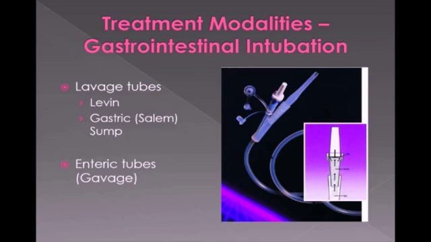And the most common ones that you will see are your Levin tube or your gastric sump or your Salem sump. We also have enteric tubes. Gavage, we're going to be giving something to the patient. So these are things that would be used for tube feeding.